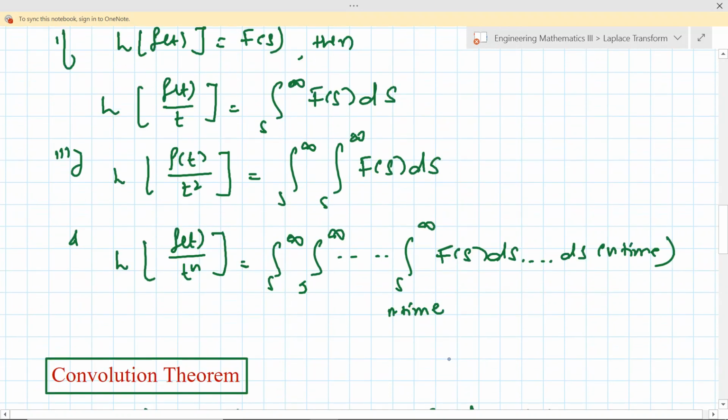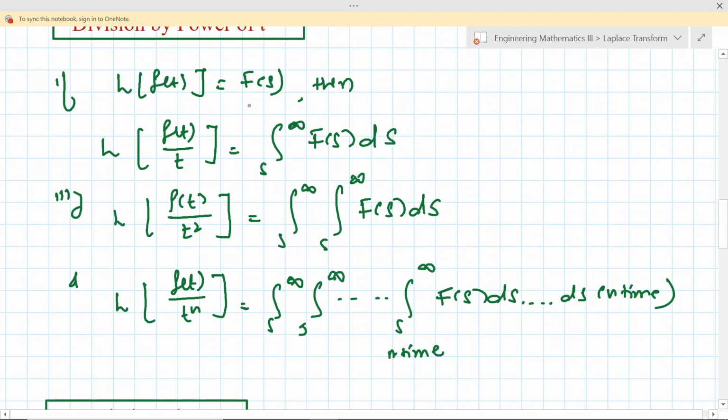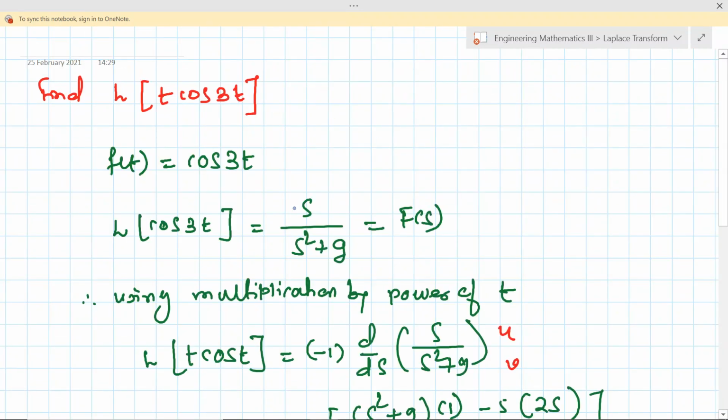Now what about the division by power of t? Suppose the Laplace of f(t) is equal to F(s). Then the Laplace of f(t) upon t, meaning t is in the denominator of f(t), is the integration from s to infinity of F(s) ds. We need to take the integration of F(s) from s to infinity. If t squared is there in the denominator, then we need to take the double integration. In general, if t raised to n is there, we take n integrations. Let us see the example.